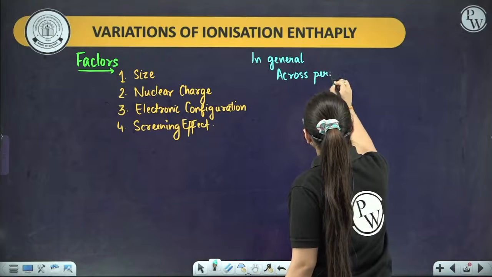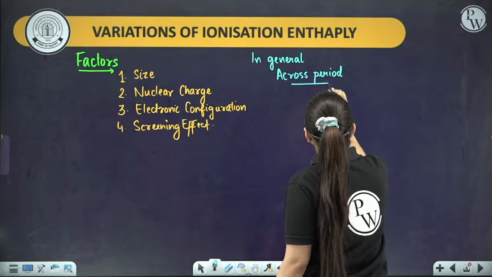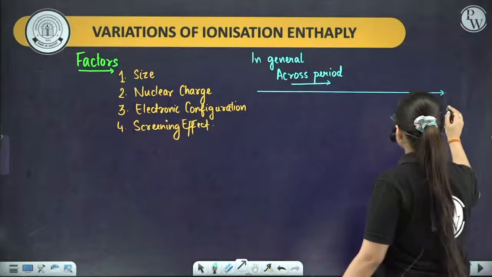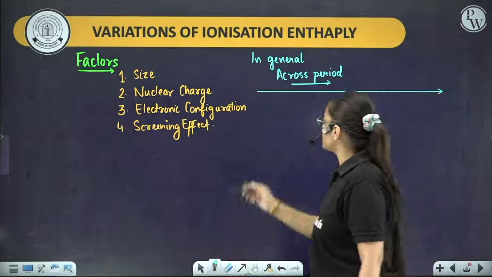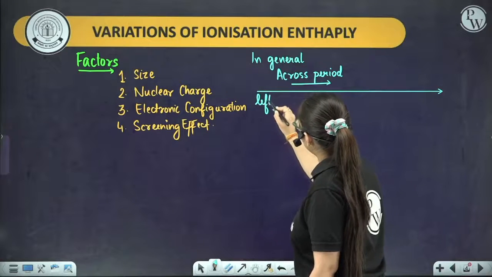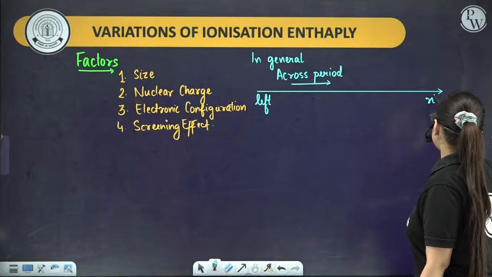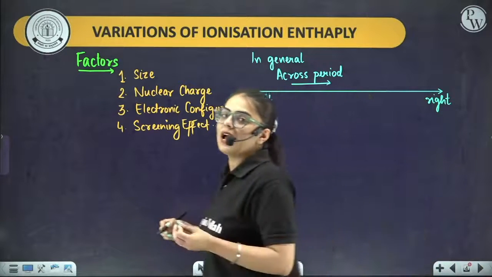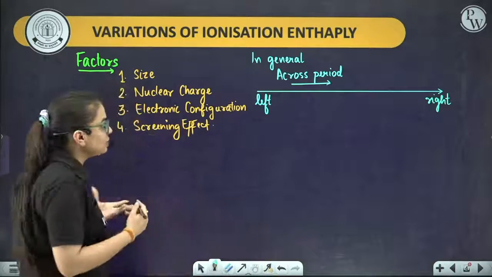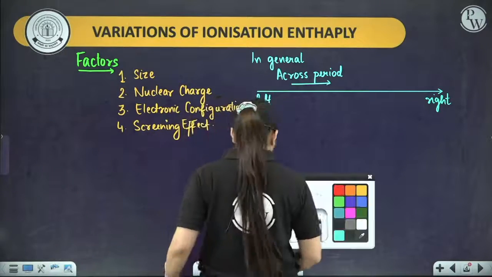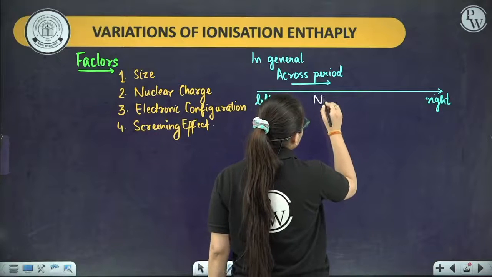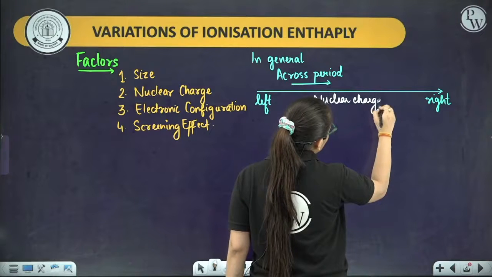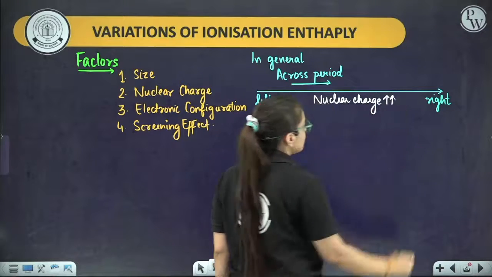Across the period, if I am moving from left to the right direction, what happens to my factors? The initial factor, nuclear charge, basically will increase when we are moving from left to right. Nuclear charge while moving from left to right increases. This is a symbol of increase.